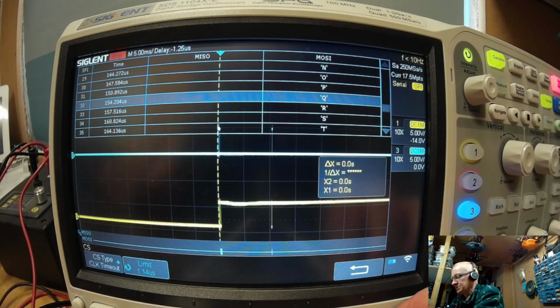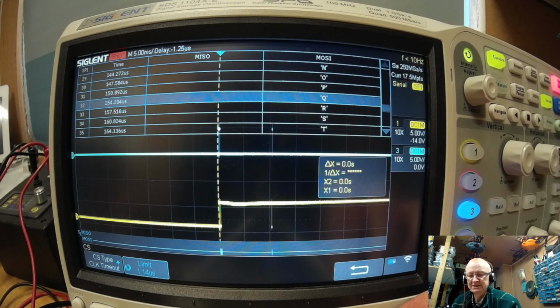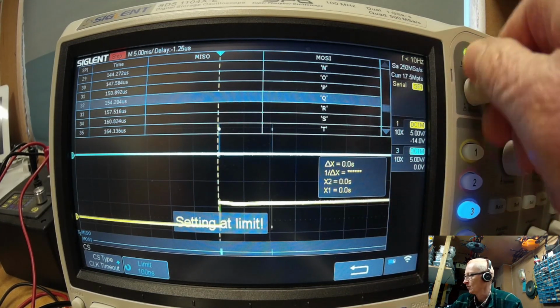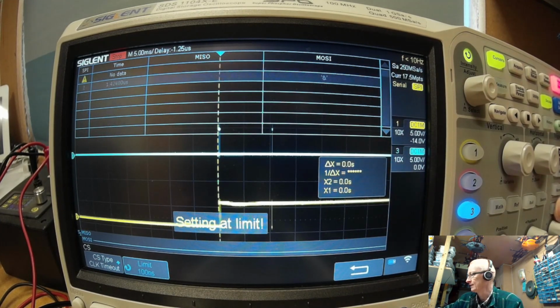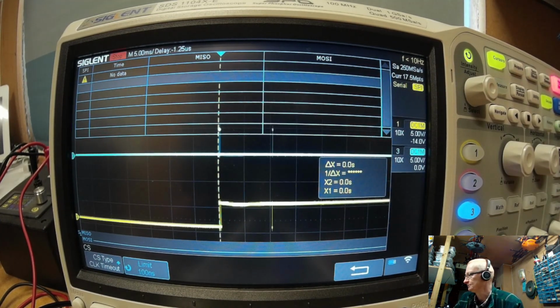And we need to set this limit. What this limit is saying is that the clock signal pulse must be less than or equal to that limit time for it to assume that the MOSI signal has a valid pulse, and it's going to take that data. We're going to watch how we can actually measure that and get that exactly right in a moment. But to be fair, you can just whack it down to nothing and collect a signal.